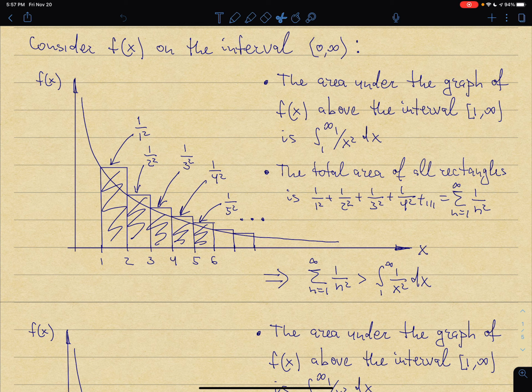So for one thing, the area under the graph of 1 over x squared on the interval from 1 to infinity should be smaller than the area under the graph of 1 over x. Okay, so with that in mind, how do we compute the exact area under the graph of 1 over x squared? You need to take an improper integral from 1 to infinity like this.